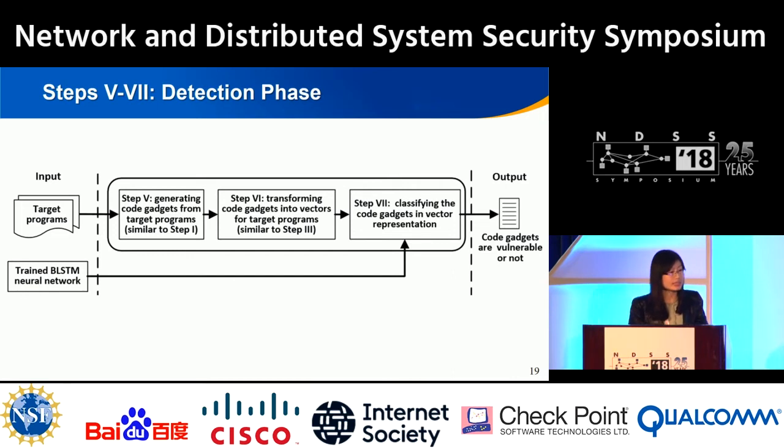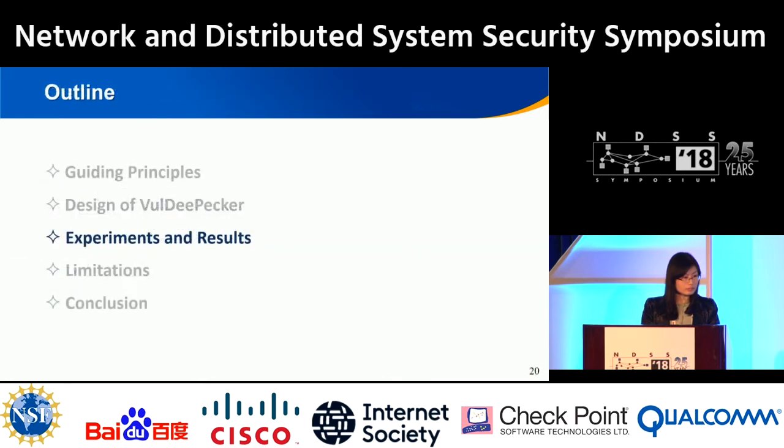Next is the detection phase. In the detection phase, we first generate the code gadgets of target programs, and then generate the vectors of the code gadgets, and then use the trained BLSTM neural network to classify the code gadgets in the vector representation. The output is whether the code gadgets are vulnerable or not.